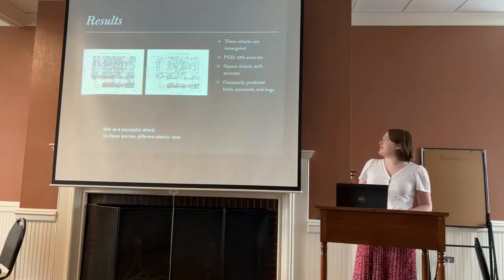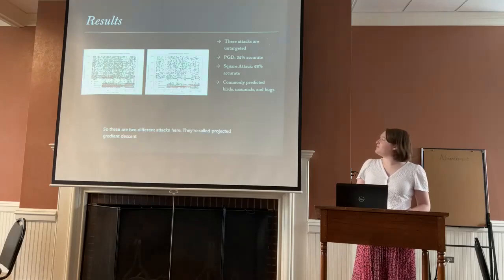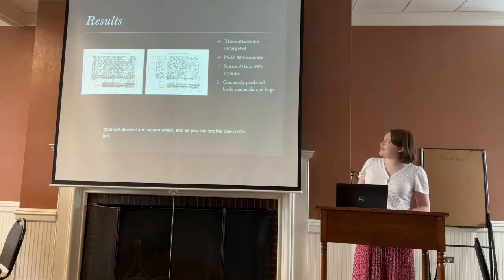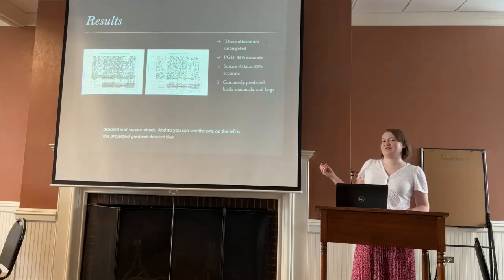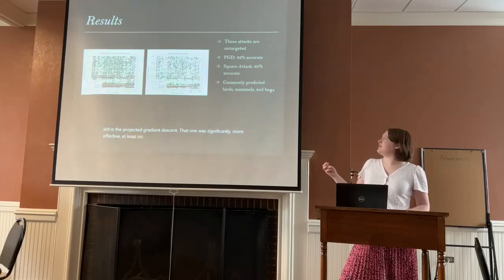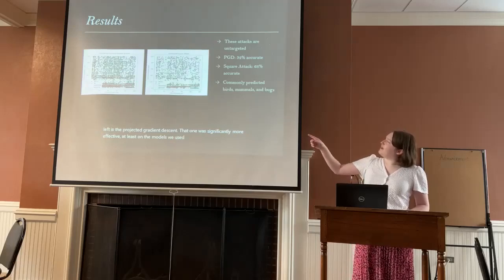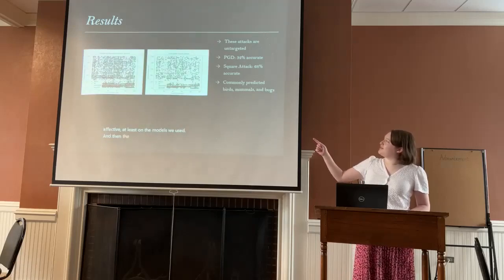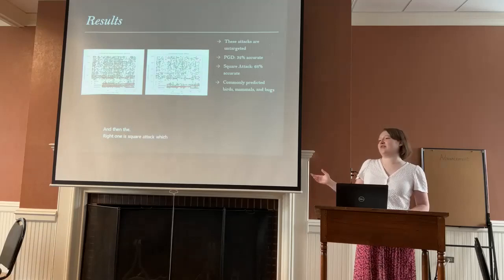So these are 2 different attacks here. They're called projected gradient descent and square attack. You see the one on the left is the projected gradient descent. That one was significantly more effective, at least on the models we used. And then the right one is square attack, which was not as effective. You can see by the lack of distribution there.